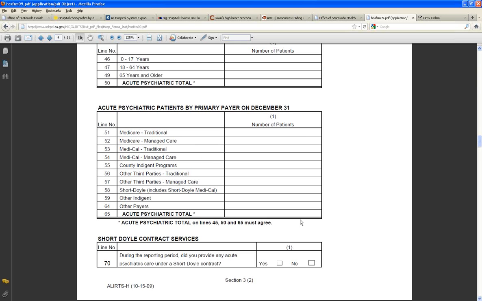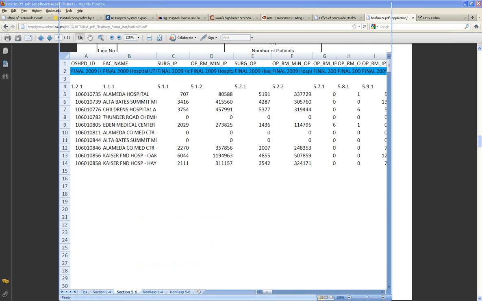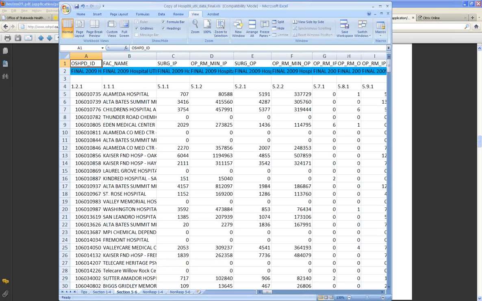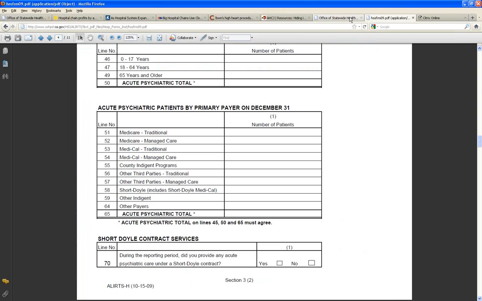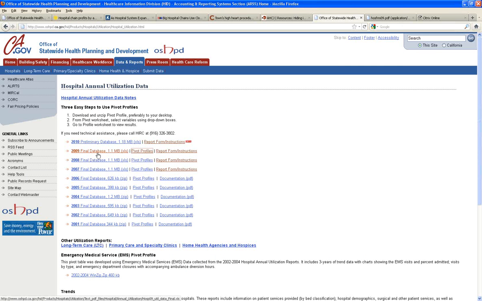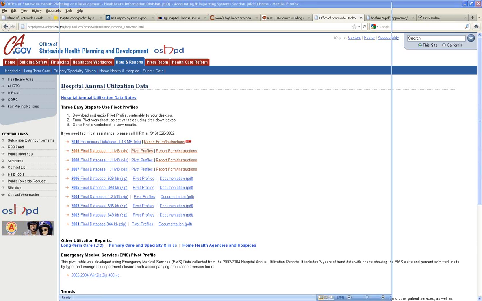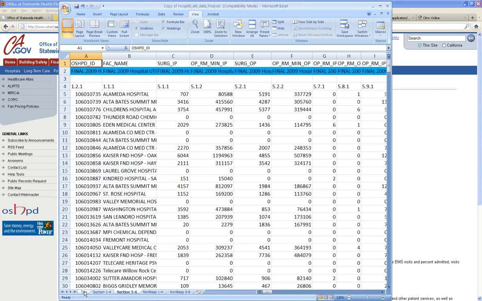Let's take a look at the data. So I'm going to show you two different data sets. The first is the complete data set. Let me go back to the website and just show you what I'm clicking on here. That's this data set, the final database. And you notice that there's a 2010 preliminary database. I've decided not to deal with the preliminary data, although you certainly can, but to pull down the 2009 final database. So clicking this link will bring you this particular spreadsheet.